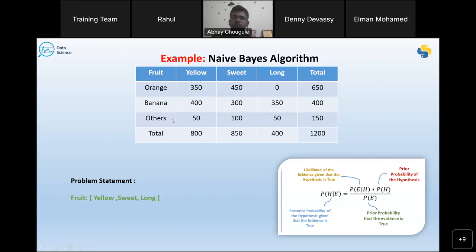But if I'm checking with the values, then definitely we should get the answer, banana. If we calculate yellow, sweet, and long, then definitely we can get banana. But that might have been used for a small data set. If there is plenty of data, it will not be accurate. Actually, it's not like that. I have taken the small data set for understanding purposes.